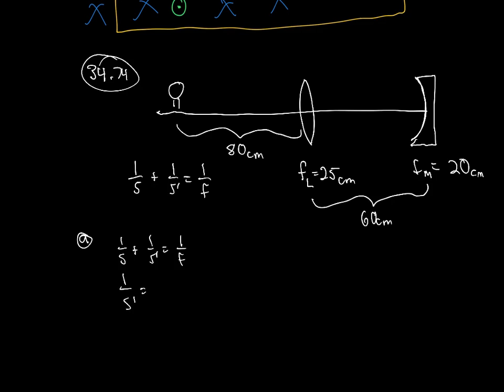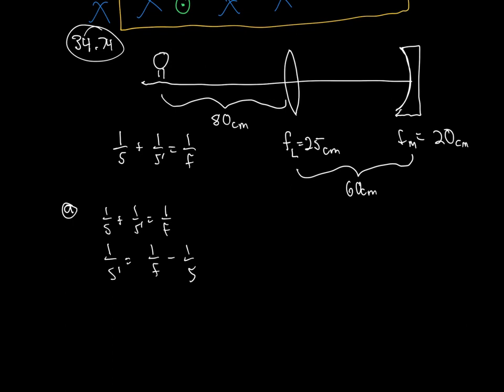1 over S prime equals 1 over F minus 1 over S. What is F? Focal length. Focal length of what? The lens. Why? That's what they asked us. They said, where does the lens form an image of the light bulb? So we want to use the focal length of the lens, minus 1 over S. What's the object distance? How far from the light bulb to the lens? 80 centimeters.